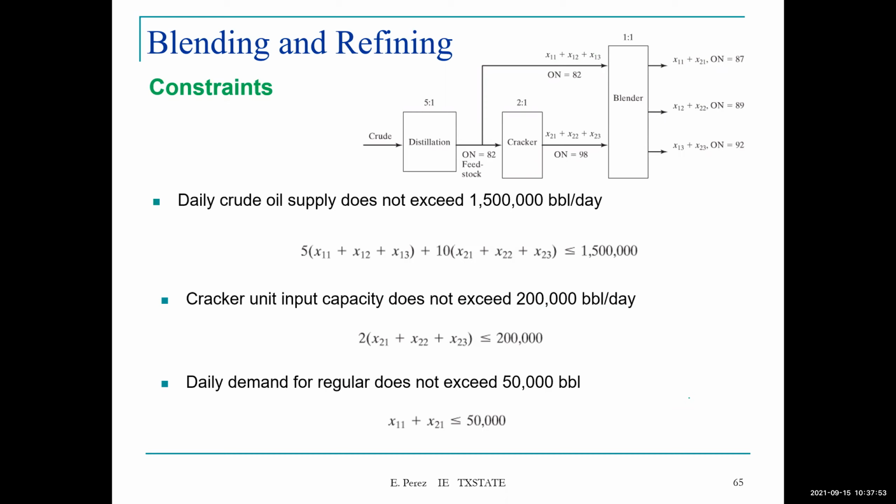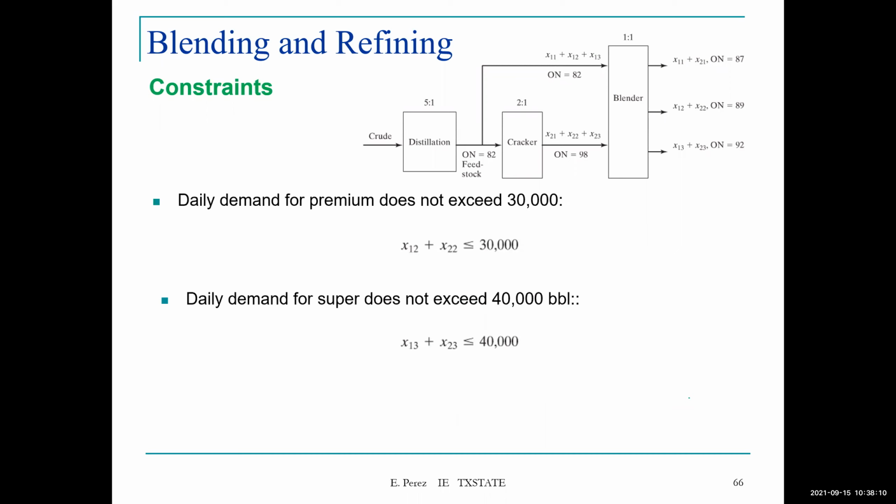And then the daily demand for regular does not exceed 50,000 barrels. So we can easily formulate that. We know the decision variables that are representing the regular, so we want that to be less than 50,000. Same thing for premium. We know that decision variables X12 and X22 represent the premium final product, and we want that to be less than or equal to 30,000. And the daily demand for super does not exceed 40,000 barrels. So decision variables representing the final product super, X13 and X23, the summation of both of them has to be less than or equal to 40,000.